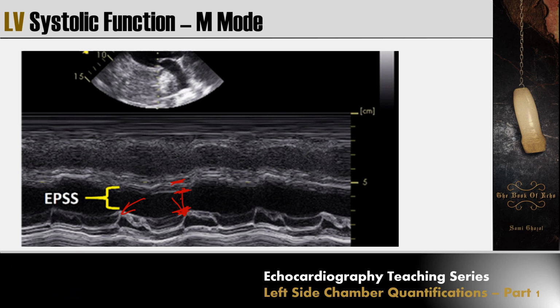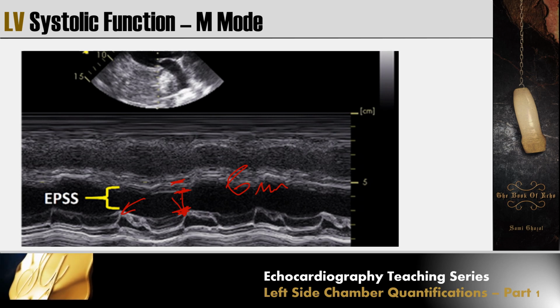So normal is usually within 6 millimeters. If it is larger than 6 millimeters, it is usually indicative of decreased LV stroke volume, again in the absence of significant mitral regurgitation.